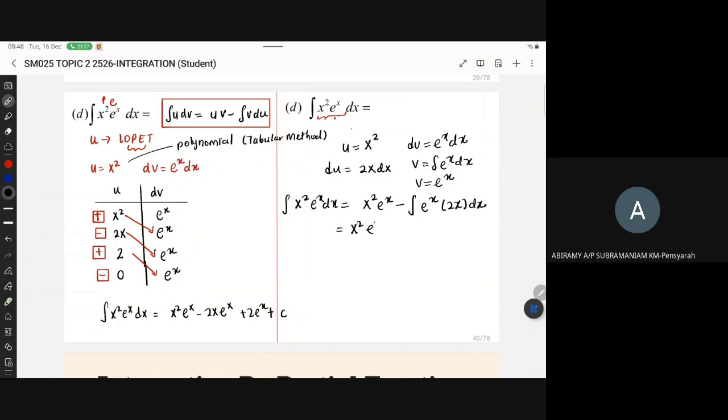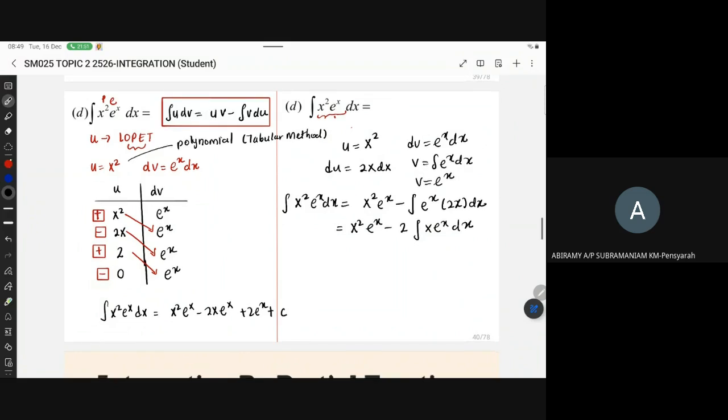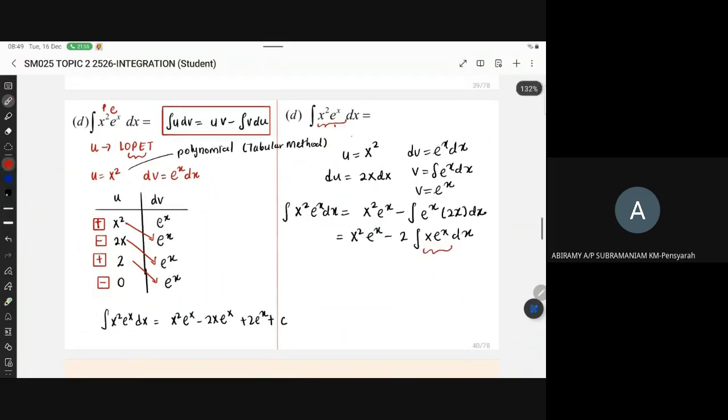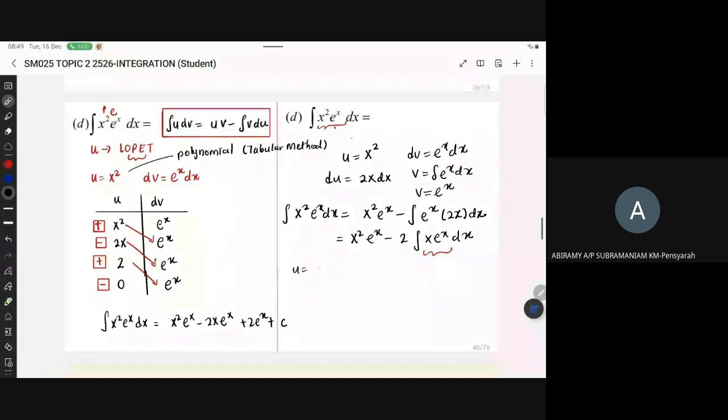So x squared e^x minus, let's say we take out the 2, so we focus on how to integrate x e^x dx. This is again multiplication. We managed to reduce x squared to x, but it is still in the form of multiplication, so again we need to use by parts. To use by parts again we use LIATE, where u is x, dv is e^x dx, du is dx, and v is e^x.